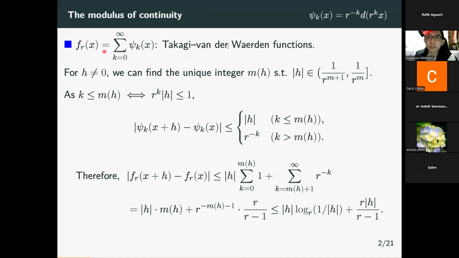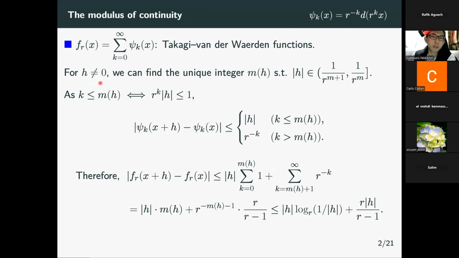f_r is the Takagi-van der Waerden function, and psi_k is defined in terms of the summands: psi_k is defined as d(r^k x) divided by r^k. So f_r is nowhere differentiable, but we are interested in the modulus of continuity of these functions.